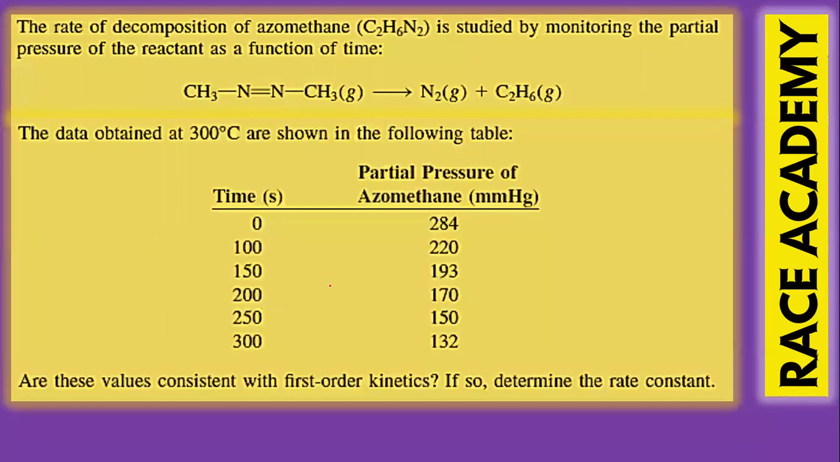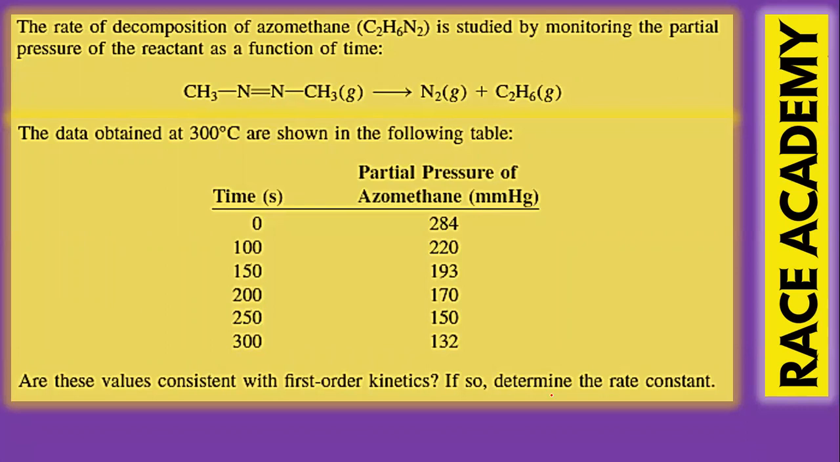So in this data, the time intervals are given as 100, 150, 200, 250, 300, and so on, along with the partial pressures. Partial pressures and concentrations are directly proportional to each other, so you can use partial pressures in place of concentrations. A naught we will write as P naught, and AT as PT. Let us see. The question is to determine the rate constant.